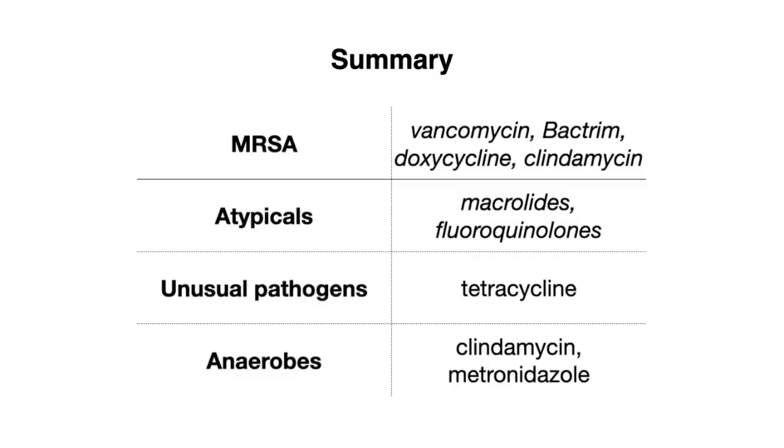Alright, let's summarize some key points that we just covered. We discussed that vancomycin is considered the gold standard for MRSA infections, but other agents that also cover for MRSA include your sulfonamides or Bactrim, doxycycline, and clindamycin. Our macrolides and fluoroquinolones have really good atypical coverage, and think of your tetracyclines as covering some unusual pathogens. Clindamycin and metronidazole have really good anaerobic coverage, but also keep in mind that metronidazole or Flagyl can be used for a wide range of things as well.